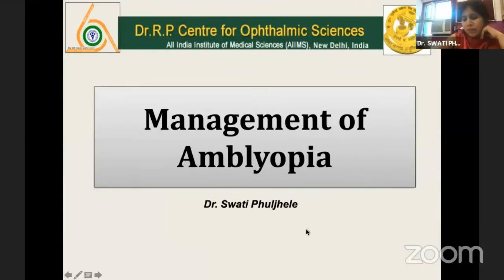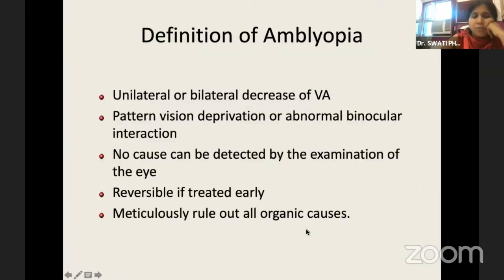I would be talking about amblyopia, and as we all know, amblyopia is either unilateral or bilateral decrease of vision, where you have partial visual deprivation or abnormal binocular interaction. So no cause can be detected by the examination, and it is reversible if treated on time.